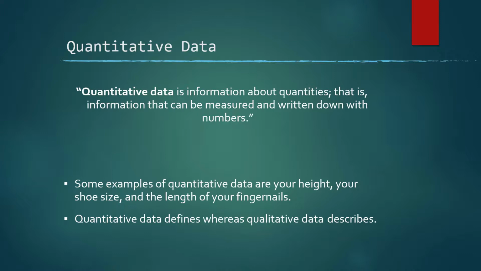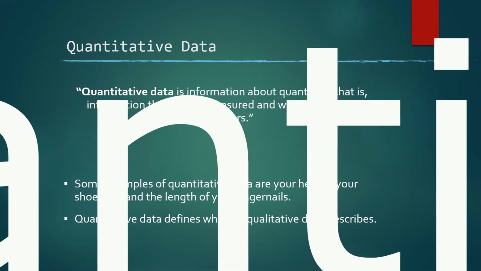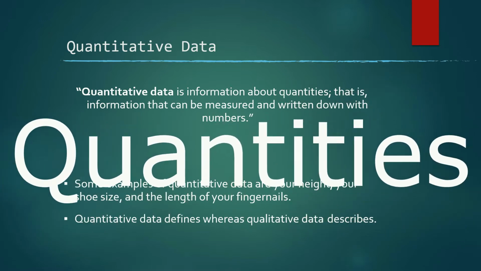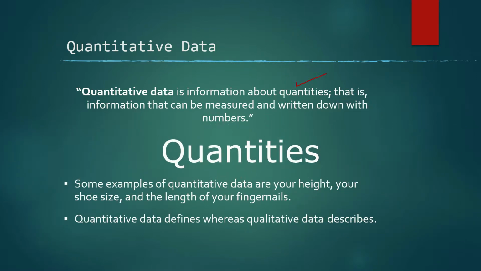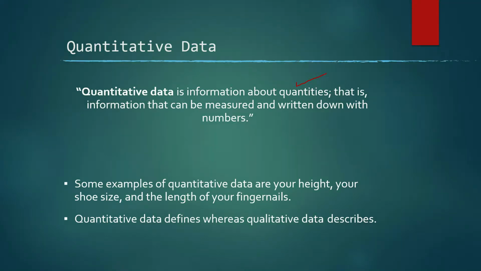Quantitative data, it's always a hard word to say. Quantitative data is information about quantities, right? That makes sense because quantitative, quantities. That's where the term quantitative analysis originated from. It's because it's an analysis of quantities, information that can be written down with numbers. If you wanted to boil it down to a very simple definition, quantitative analysis is analysis that measures quantities that can be written down with numbers. That's a very simple definition.